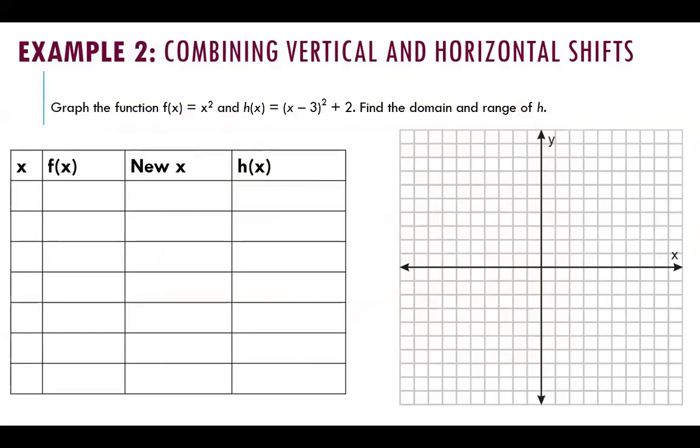Here we are. So we have the graph. We're going to graph the function f of x equals x squared and h of x equals (x minus 3) squared plus 2. And we're going to find the domain and range of h, the new one. This is from the beginning of our unit, where f of x equals x squared is our parent function. The parent function values that we used were, I believe, -3, -2, -1, 0, 1, 2, and 3.